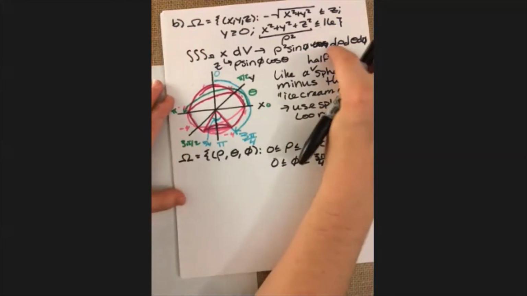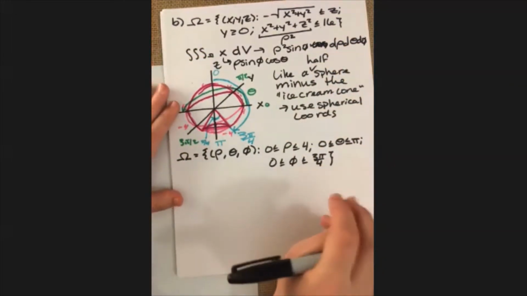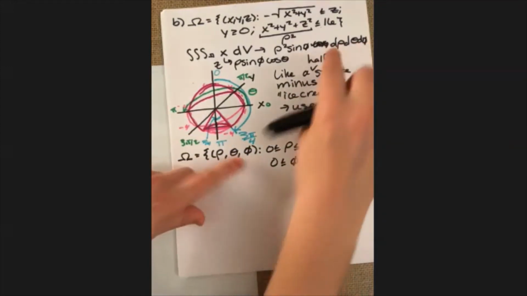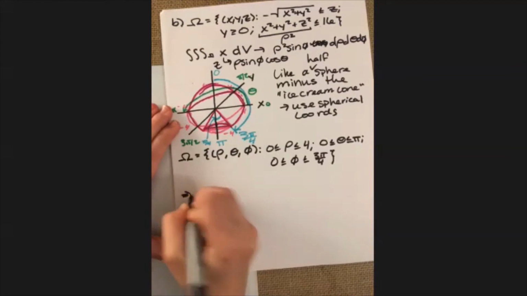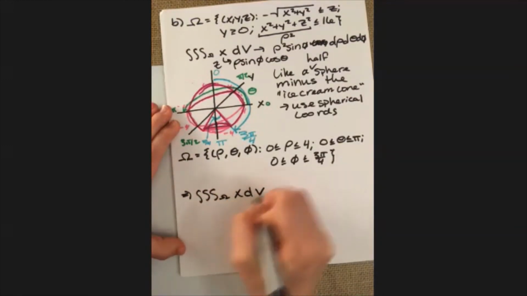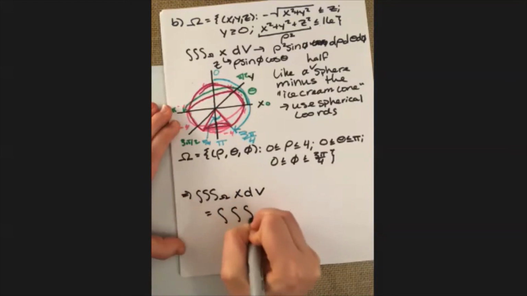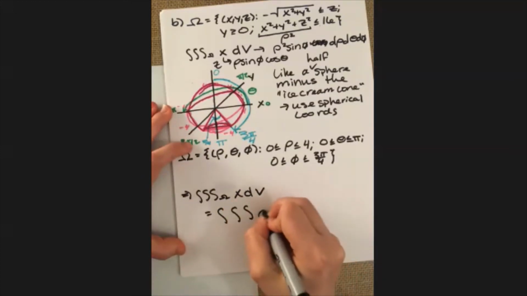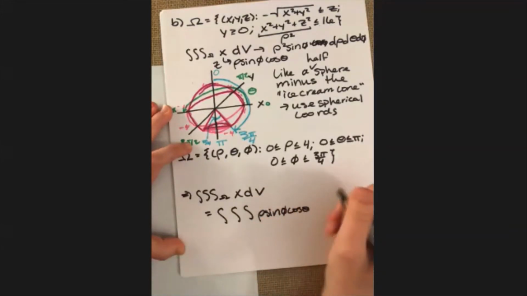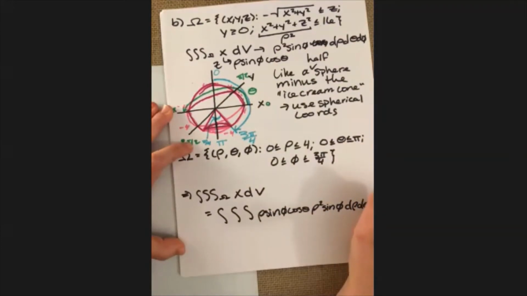And again, the order of this really just depends on how we set up our bounds here. Since none of our bounds are dependent on each other, we can just order those however we want. So what we are going to get for our triple integral over omega of x dv, well, we still have a triple integral. X is going to become rho sine of phi cosine theta, and then we have rho squared sine of phi, and then d rho d theta d phi.